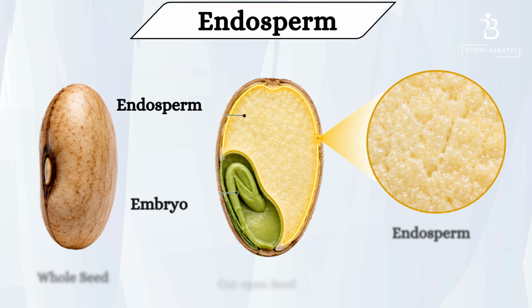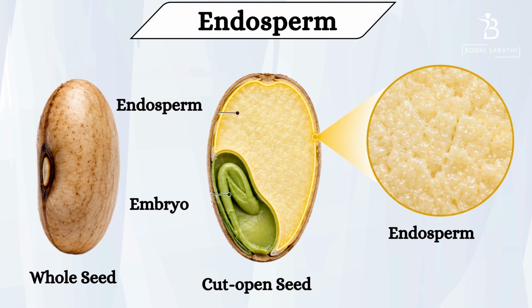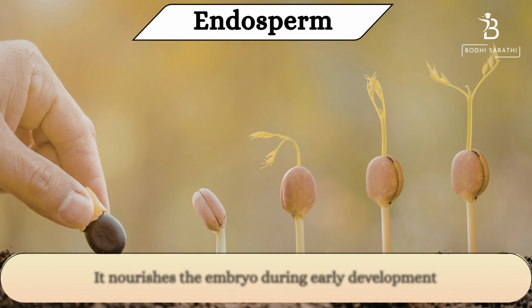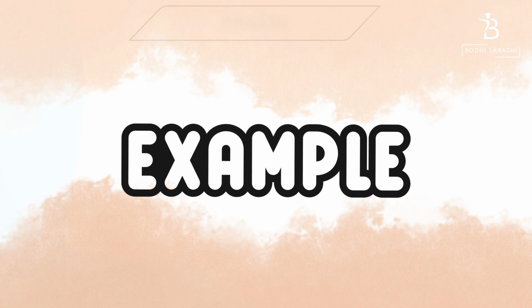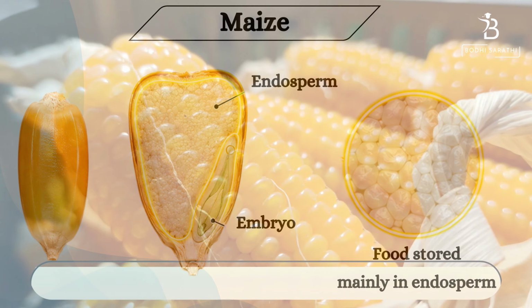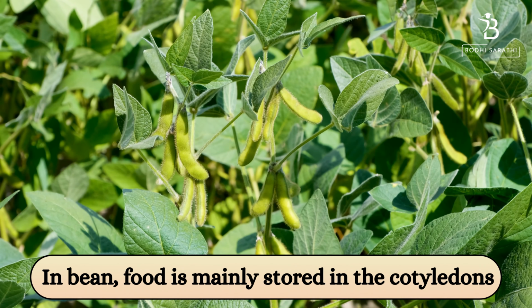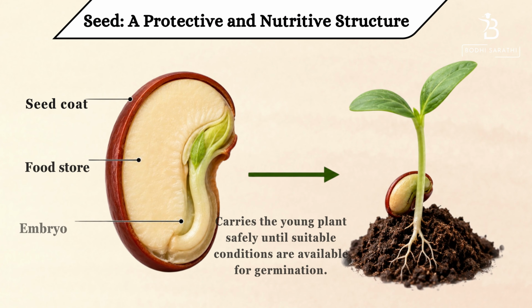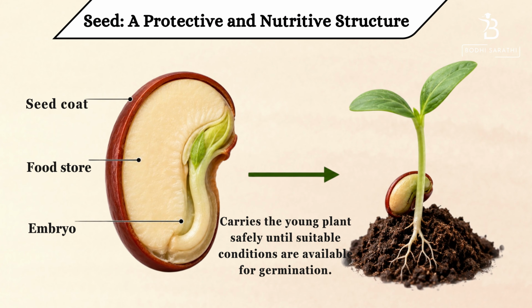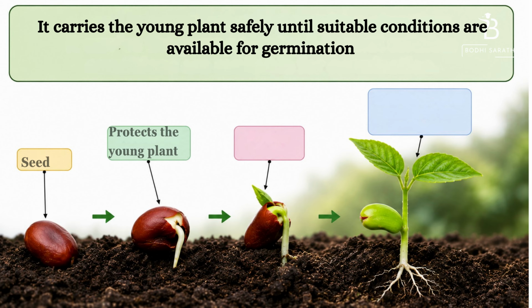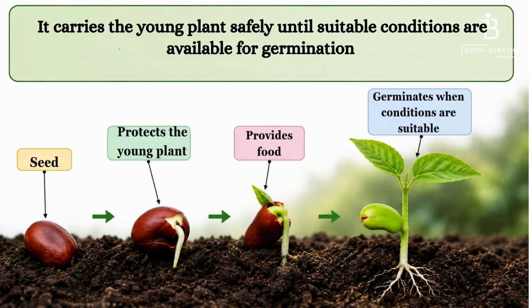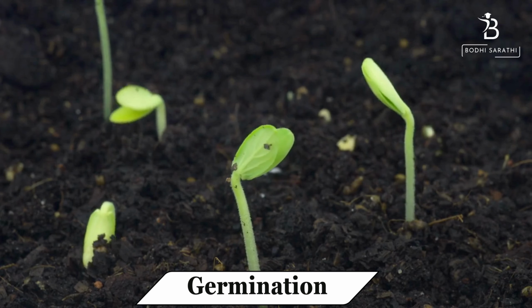Endosperm. The stored food present in many seeds. It nourishes the embryo during early development. Example, in maize, the endosperm is well developed. In bean, food is mainly stored in the cotyledons. Thus, a seed is a protective and nutritive structure. It carries the young plant safely until suitable conditions are available for germination.